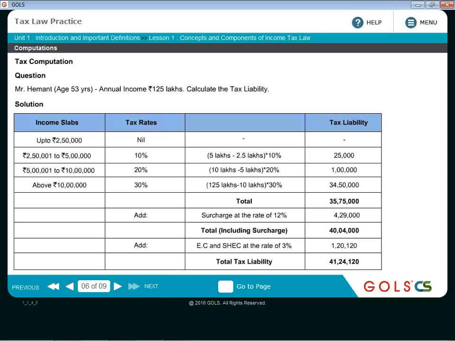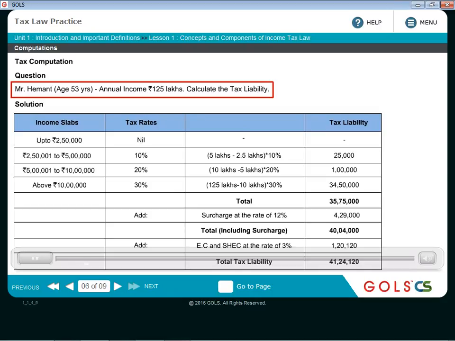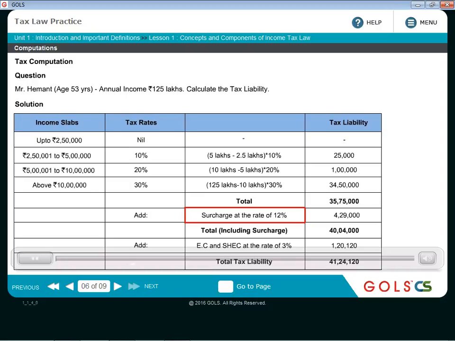Now let us understand with a different example, when the income of the individual exceeds 1 crore, how the tax liability is computed. Mr. Hemant, age 53 years, whose annual income is 125 lakhs, and you are required to calculate the tax liability for Mr. Hemant. Now the tax calculation will remain the same, the only difference will be the surcharge. Because his income has crossed 1 crore, he is required to pay surcharge at the rate of 12% on the tax liability. Now let us see how the tax liability is computed.